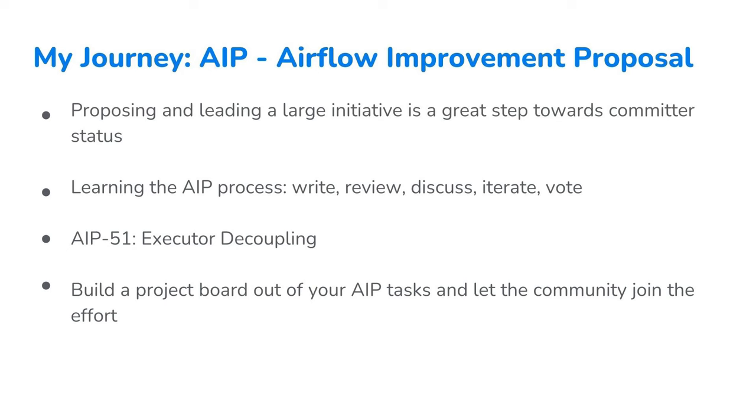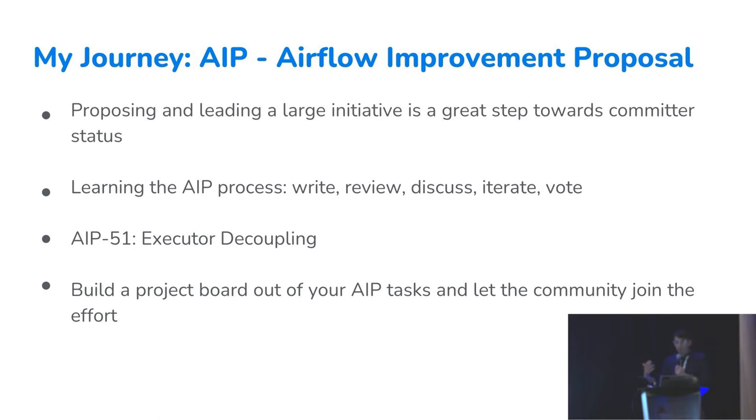Okay, so you have some initiatives under your belt. You've done a lot of code. You're doing a lot of reviewing. Now we're getting a little bigger. Proposing and leading a large initiative is super helpful here. AIPs, Airflow Improvement Proposals. It shows you're capable of being a leader in the community. It also gets you deeply collaborating with others, because you're talking about big architectural changes. You're getting feedback from people. You're discussing with other community members. It gets you learning the AIP process, how to write a doc, how to get it reviewed, how to iterate, discuss, how voting works. It gets you active on the dev email list. That's super important. We talked about that earlier.